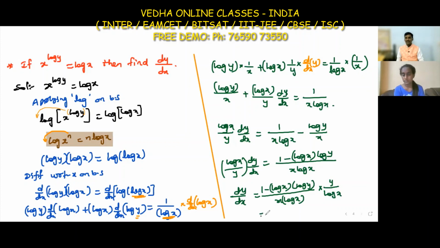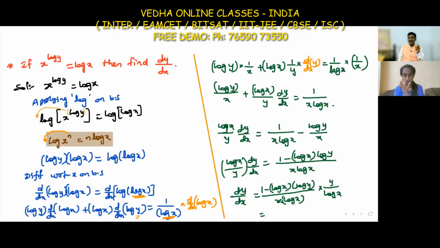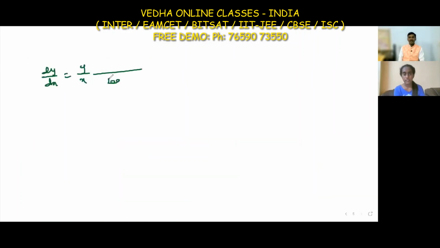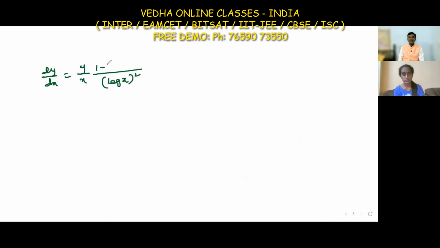So finally we get the answer: dy by dx equals y by x. If you want, you can write the y and x outside. The denominator we can write as log x into log x whole square. What about the numerator? 1 minus log x into log y. We write it as it is in the numerator. This is the required solution.